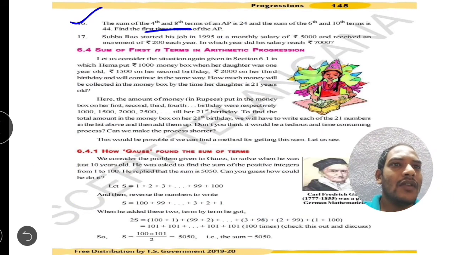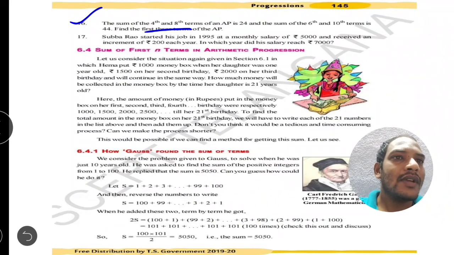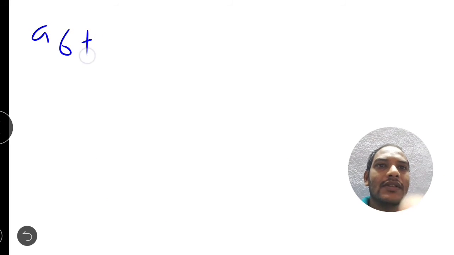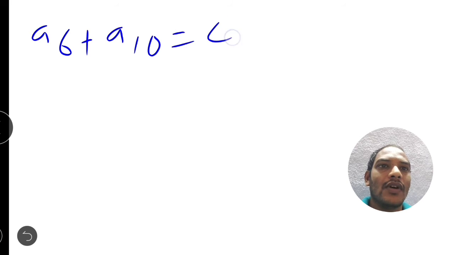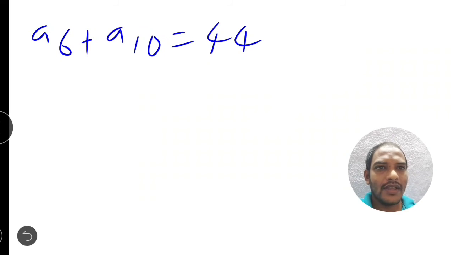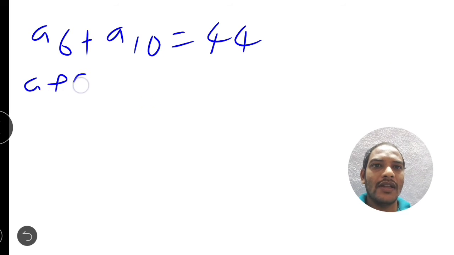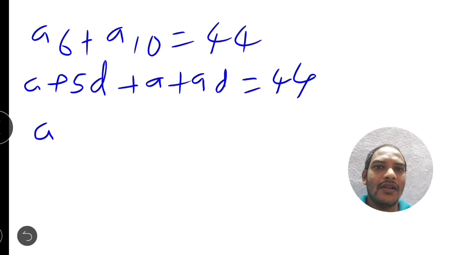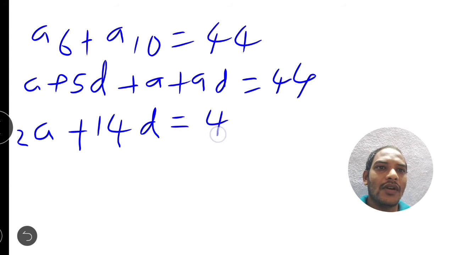So next we need one more equation. That is why they gave the sum of the 6th and 10th terms is 44. So a6 plus a10 is equal to 44. As per the general form of AP, a6 means a plus 5d, plus a10, a plus 9d, equals 44. So now simplify the LHS. a plus a is 2a, 5d plus 9d is 14d, equals 44.